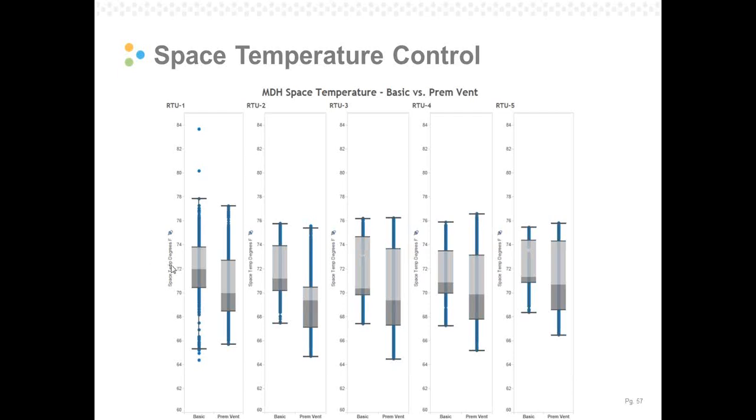So originally, this kind of struck us as maybe we weren't controlling to the same temperature, but in all cases we were controlling to the same set point, but premium ventilation was doing what it was supposed to be doing, which was setting that temperature back during times of unoccupied or no occupants in the space.